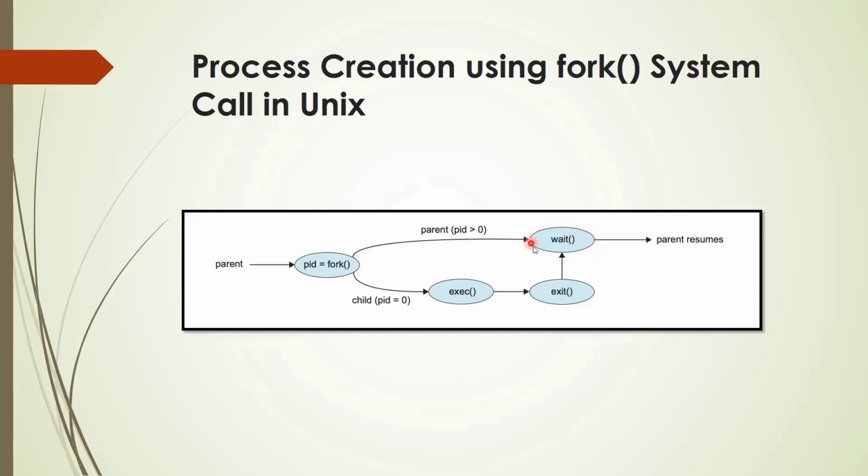Now in this example, the parent executes and waits for the child process to terminate, and this is with the help of the wait system call. The child process will replace its memory with a new program with the help of the exec system call. After it executes the new program, it will use the exit system call, and then the parent will know that the child has terminated, so the parent resumes or the parent terminates. So this is how the process is created with the help of the fork system call.